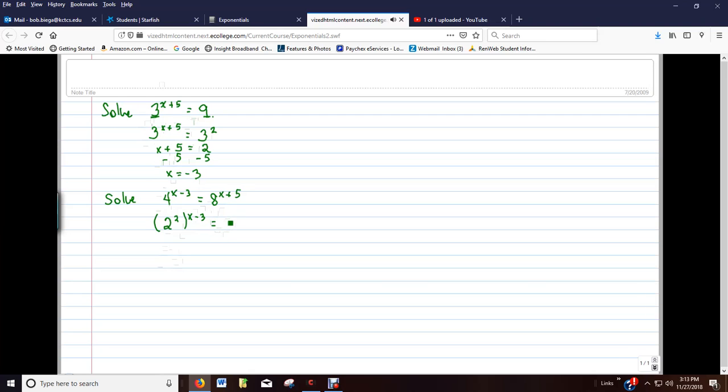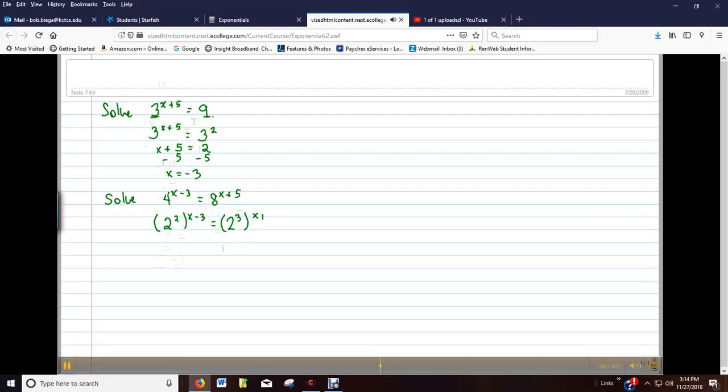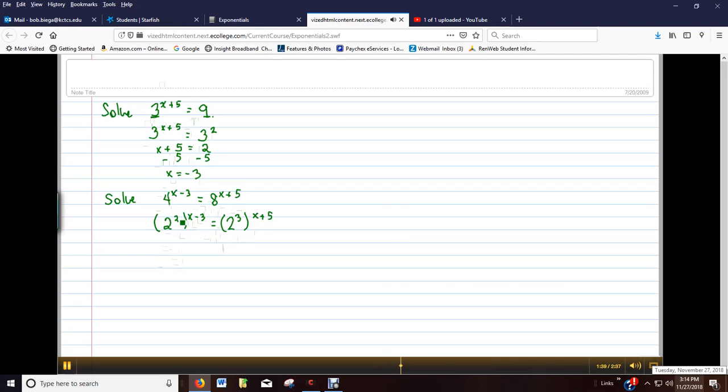And then 8 is really 2 to the third power. Think about it. 2 times 2 is 4, times 2 again is 8. And then of course the 8 had this exponent out here. Now, we're almost ready to set the exponents equal to one another, but we need to simplify them first.